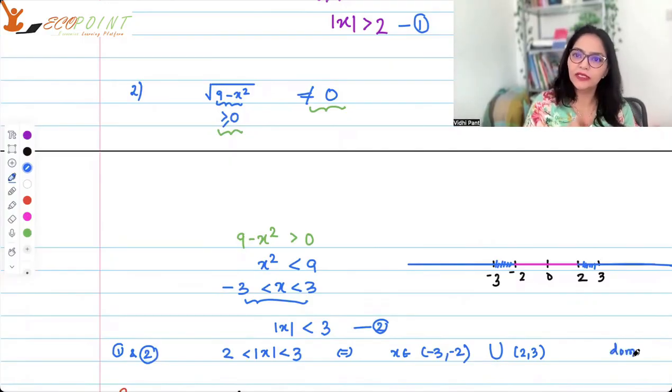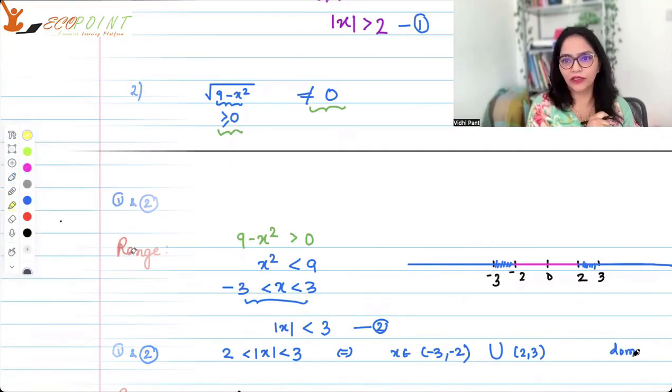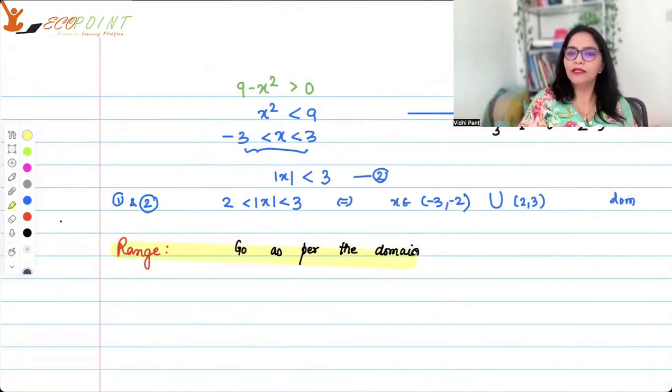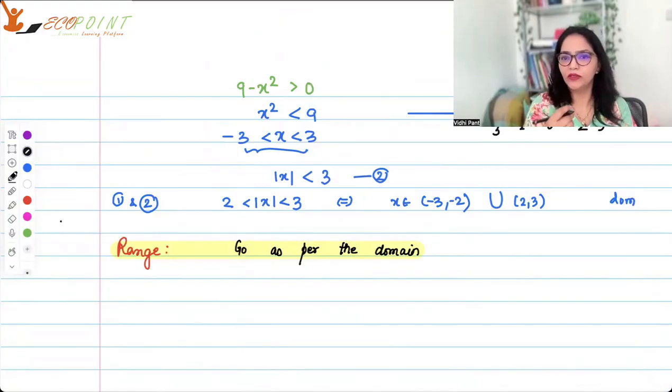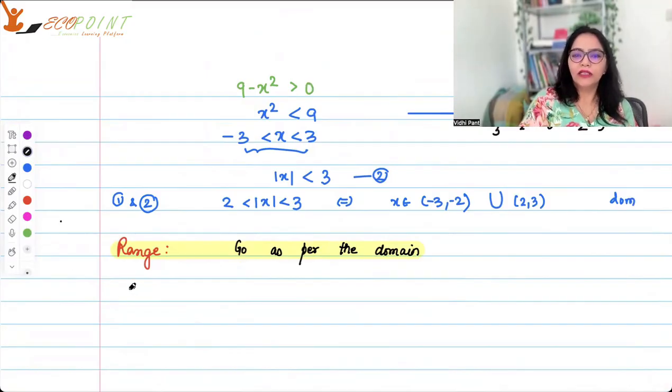For the same function, pause and try to find out the range. Whenever you want to find the range, you must first see what your domain is and accordingly look for the range. So go as per your domain here. Your domain is minus 3 to minus 2, 2 to 3. Let me just consider the interval 2 to 3. What kind of values will get generated?